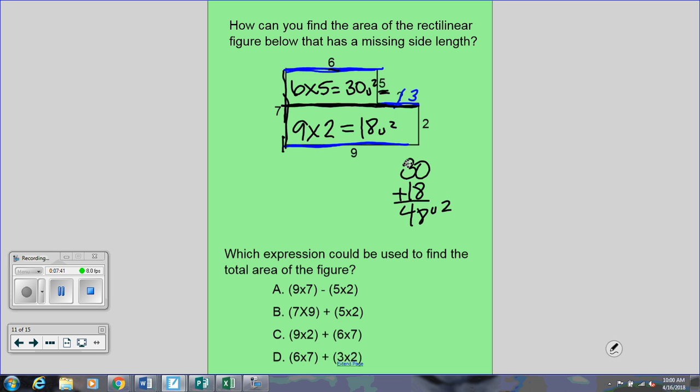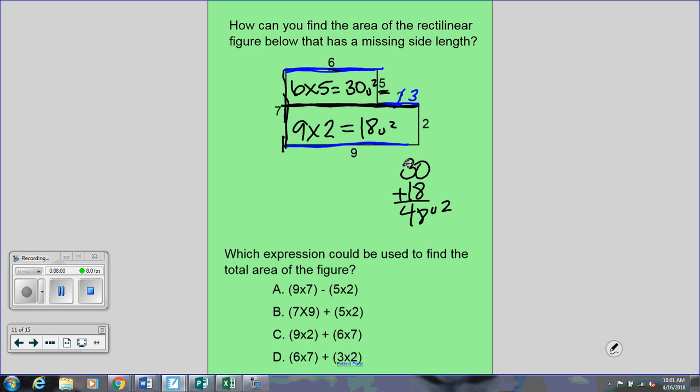I highly recommend you use that cross-out strategy like we use in reading to help your brain. Because when I look at that, I'm like, oh my gosh, so many numbers, so many symbols. So I always cross out as I go along till I get the answer.